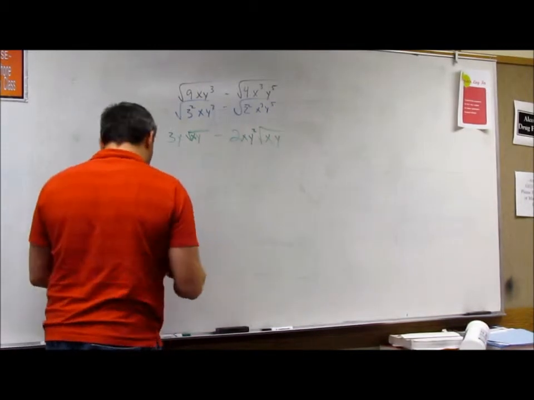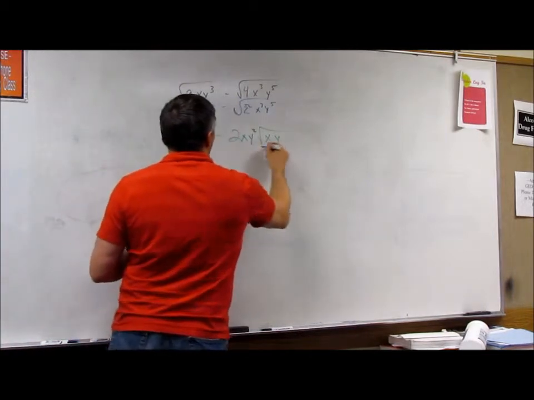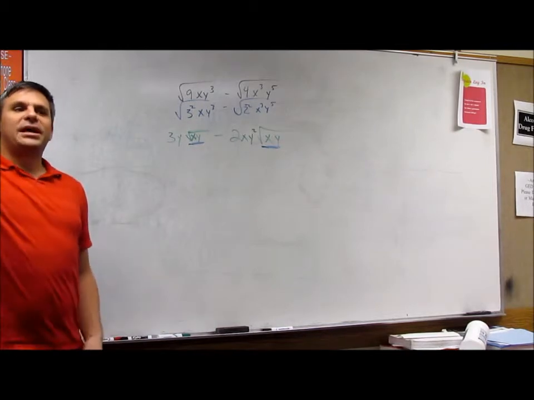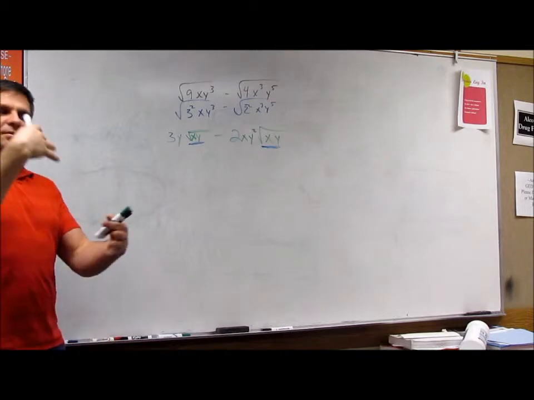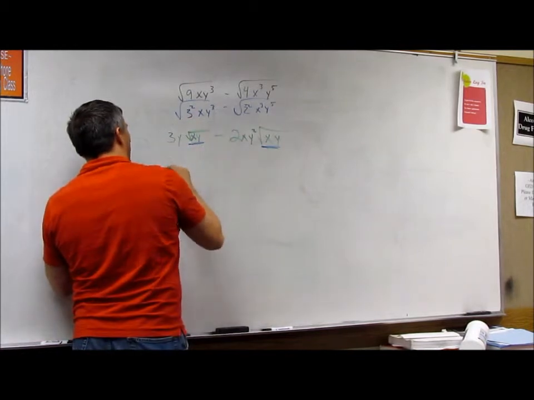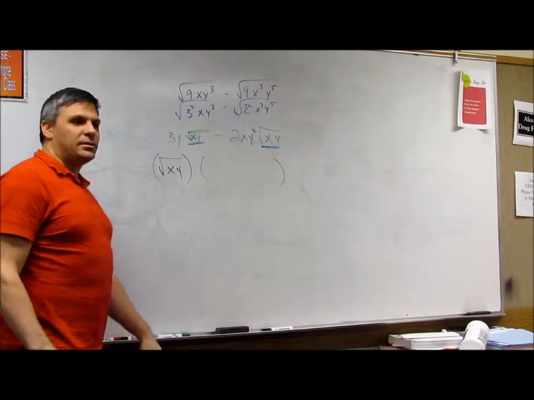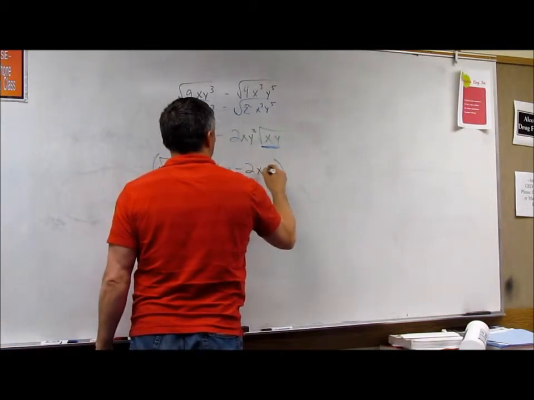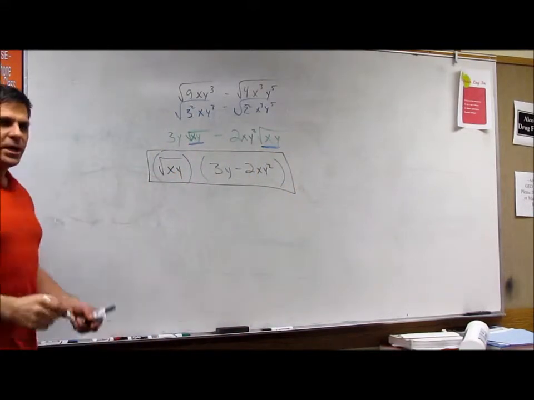We're still subtracting, right? Look. This and this are the same. Know what we did last chapter? No, not last chapter. Last semester? Factoring. So, we want to factor it out. We want to take out the square root of x y. And what do we leave in? 3y minus 8 x y squared. Okay?